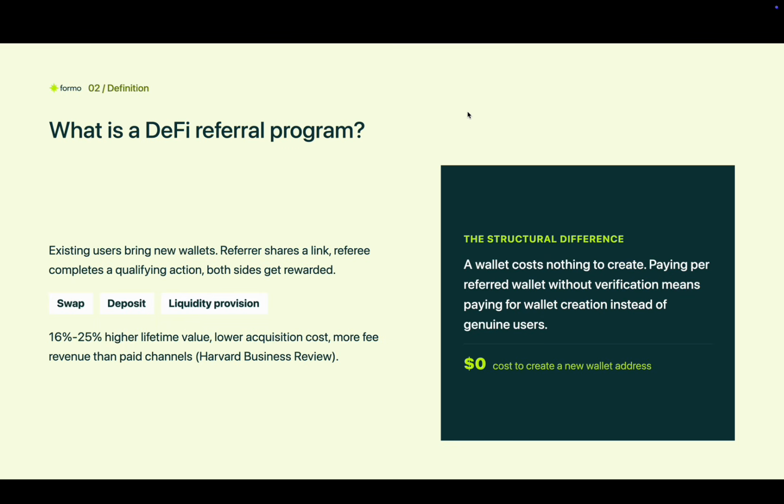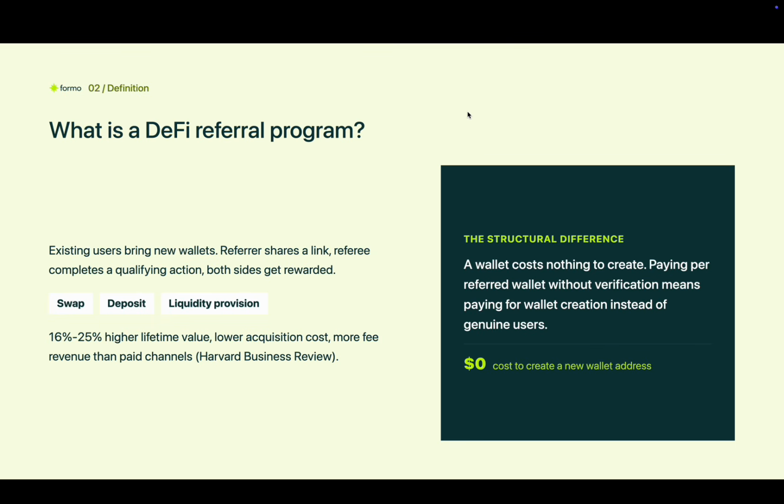So, what is a DeFi referral program? At its simplest, it lets an existing user bring a new wallet to the protocol. The referrer shares a unique link or code. The new user then completes a qualifying action such as a swap, deposit, or liquidity provision. Once that action is completed, the program distributes the reward.